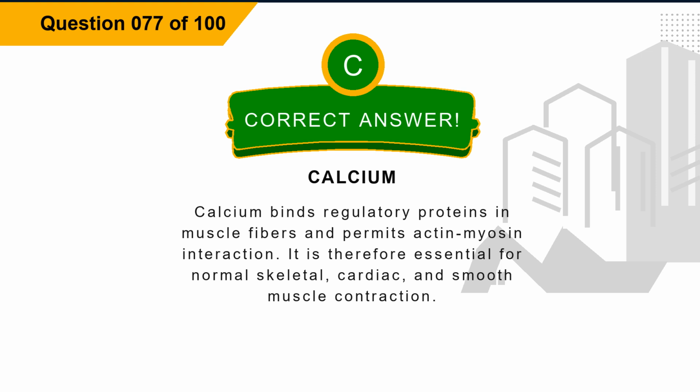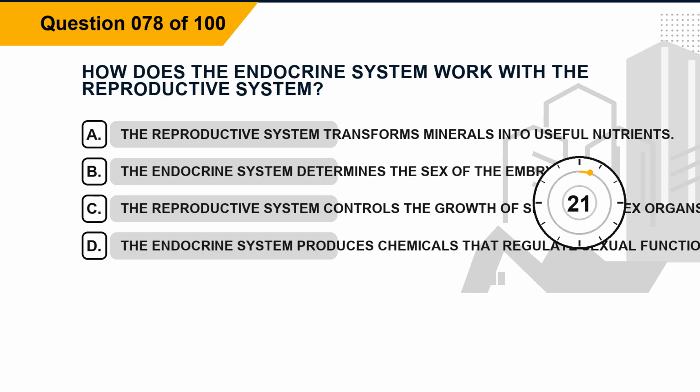Explanation: calcium binds regulatory proteins in muscle fibers and permits actin-myosin interaction. It is therefore essential for normal skeletal, cardiac, and smooth muscle contraction. Question 78. How does the endocrine system work with the reproductive system?